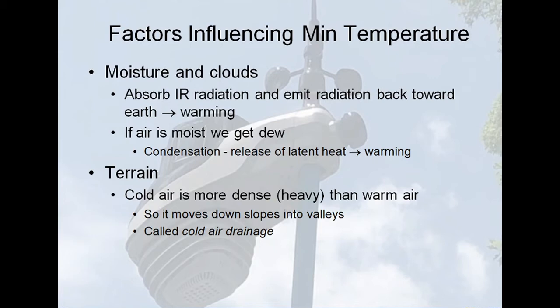So moisture and clouds, that's a big factor on the minimum temperature too, because like we talked about with the greenhouse effect, if you've got clouds keeping that outgoing radiation from going out to space, it bounces back off the clouds, reflects back down, and that keeps us warmer overnight.